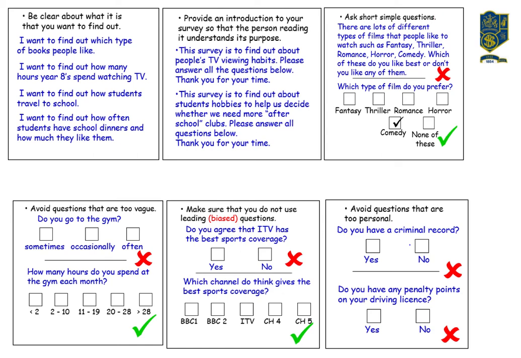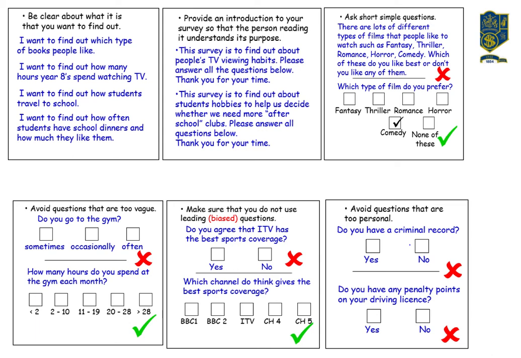So which type of film do you prefer? Give them a range of options and something that would cover any other option, rather than just which type of film do you prefer and leaving it as a vague statement. Avoid questions that are vague. So do you go to the gym? Isn't maybe very good, because what's the difference between sometimes and occasionally or often? There's no option there for none at all. Whereas how many hours do you spend at the gym each month is given a full range of different options, and that would accommodate everybody's answers there.